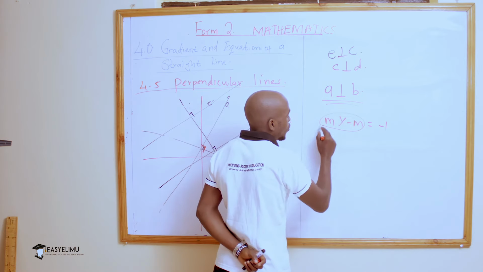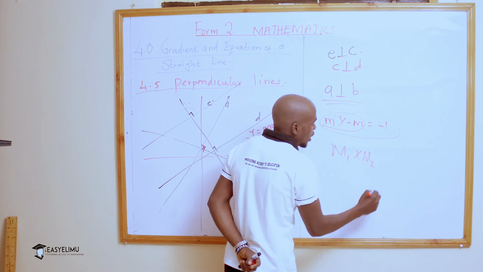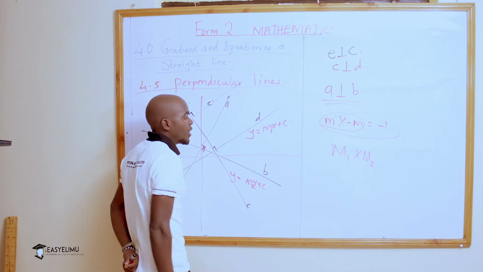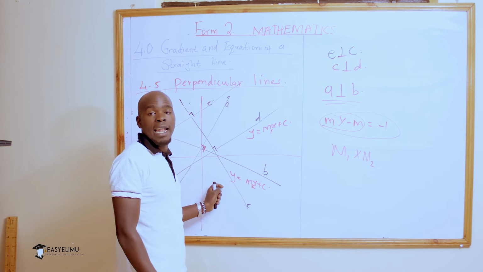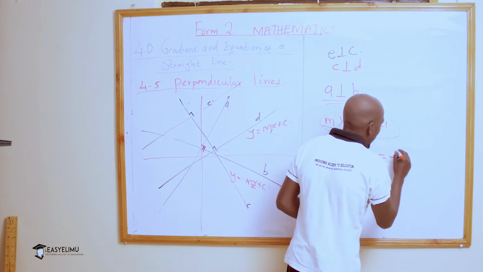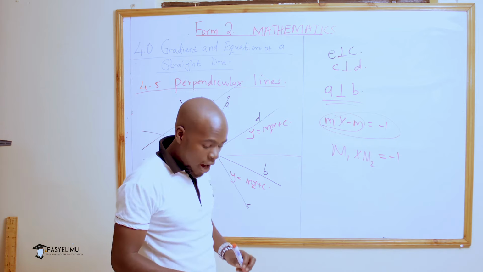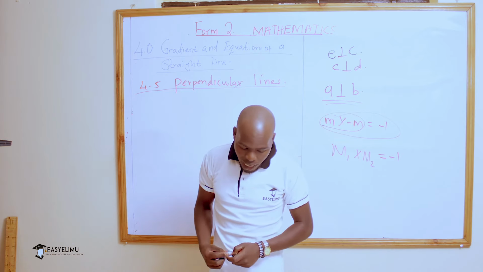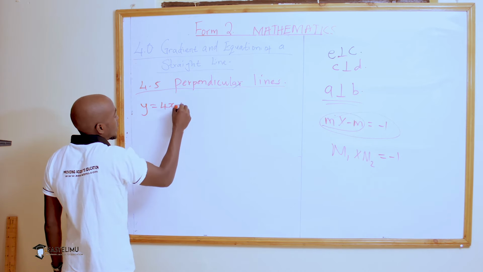So this is what will be leading us: m1 multiplied by m2. Let's just say this is the gradient m2 and this is m1. If I take the gradient of the first line and multiply it by the gradient of the second line, of two different lines that cut each other perpendicularly, you should get the value negative 1. Let's see it in computation. Which of the following lines is perpendicular to the line y = 4x + 2?